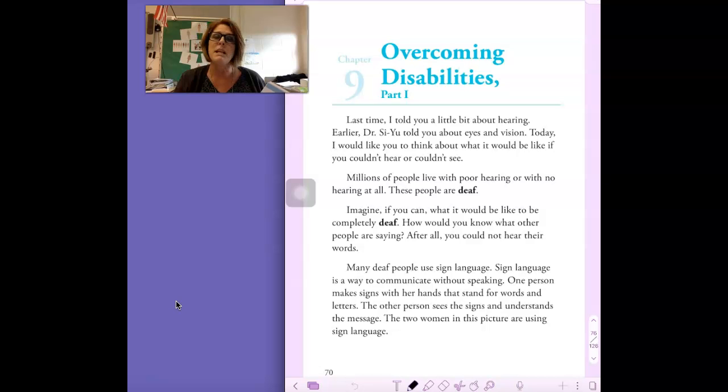Number 4, what does it mean to read lips? So in the chapter, they're going to talk about that. You need to write what it means to read lips and write the page number where you found that. Number 5, which of the following lists of words from Overcoming Disabilities Part 1 is in alphabetical order? So which one is in A, B, C order?